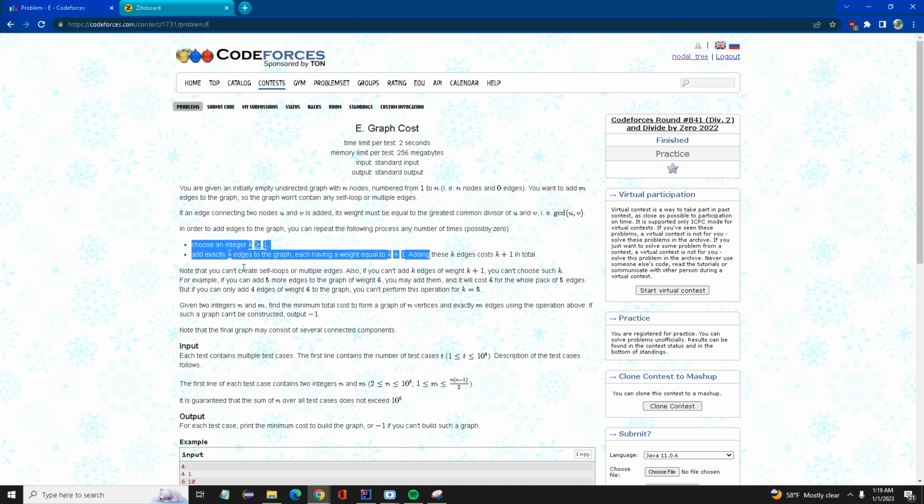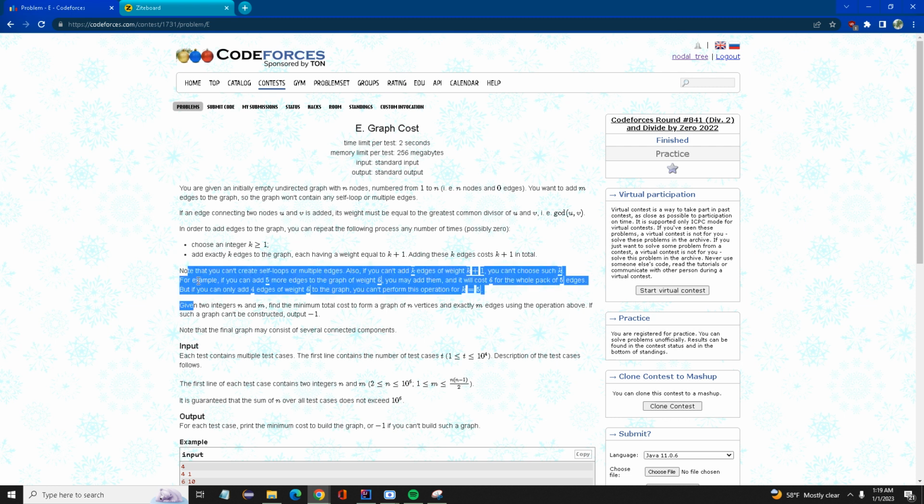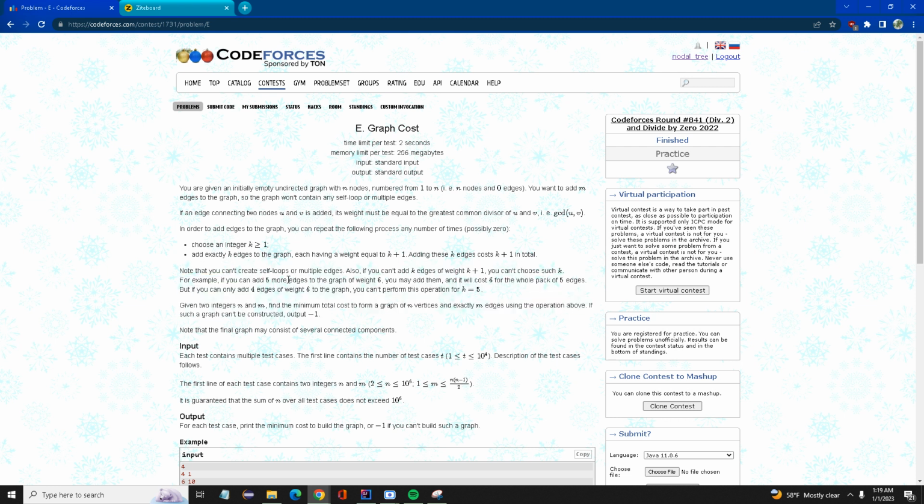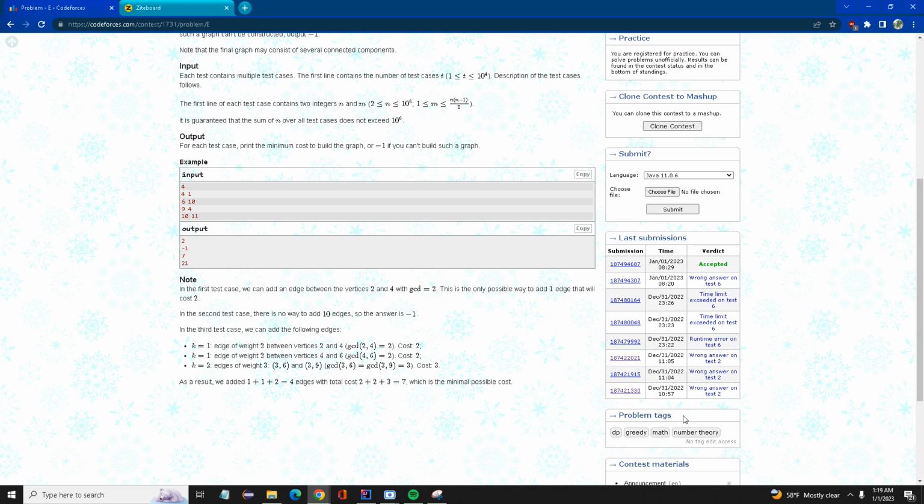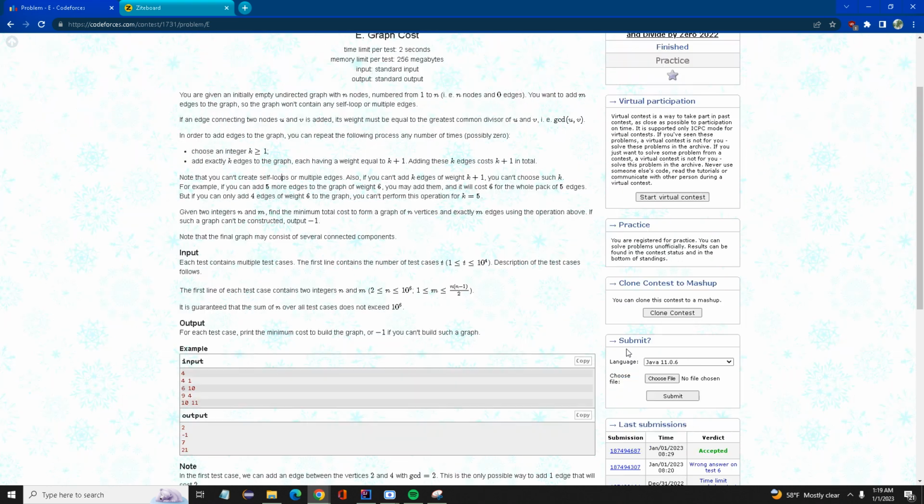In order to add these edges to the graph, you can repeat the following process any number of times, possibly zero. Choose an integer k greater than 1, and when you choose this integer, you can add exactly k edges to the graph. But here's the caveat. Each of those edges has to have a weight of k plus 1. The idea is that you can only connect an edge between two nodes if the weight of that edge is the GCD of u and v. And you can just read the rest. It's a pretty self-explanatory problem, and the goal is to minimize the cost of the graph of n vertices and exactly m edges.